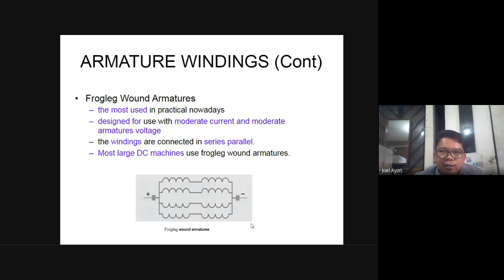Take note, there are two windings in DC motors. You have the winding in the armature, that is the armature windings, and the winding in the stator, the field windings. Earlier, the classification of DC motors: we have series, shunt, and compound. But those refer to the field winding. This one is for the armature winding. Okay? Understood?